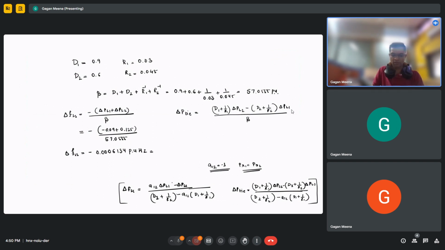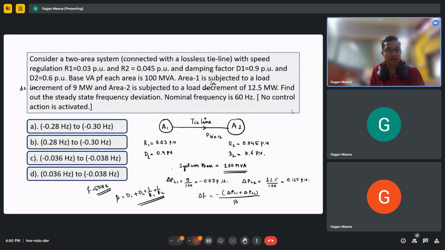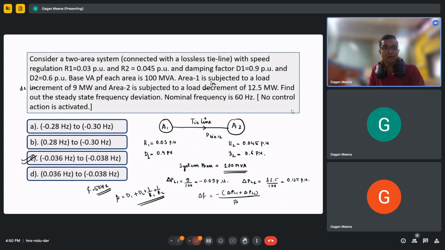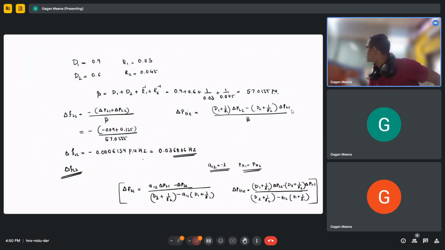The actual value will be 0.036806. This is delta F, the steady state frequency deviation.